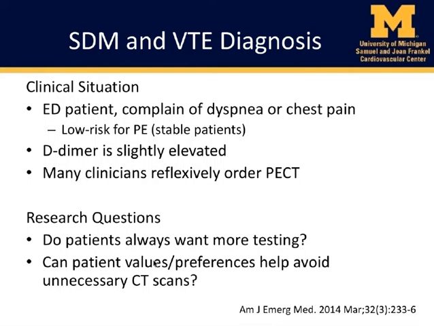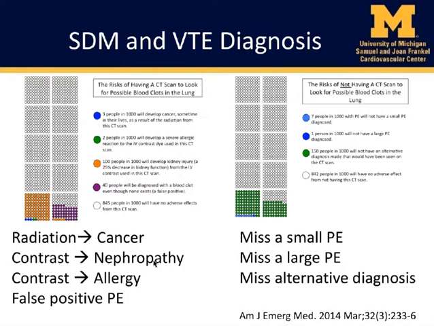So the question was, do patients always want to undergo that kind of testing? And could a patient's values or preferences about the test help to avoid some unnecessary CT scans if we think the risk of actually having a blood clot in their lung is pretty low? So this is the decision aid that the team used. And what you can see on the left side is they went through and tried to show all of the different risks that could be associated with having a CT scan. Because we know that every test has some risks.